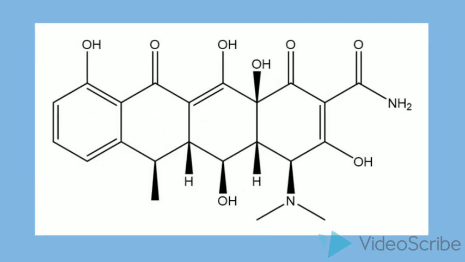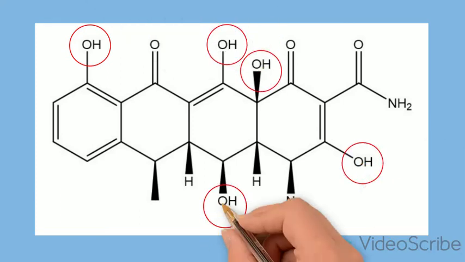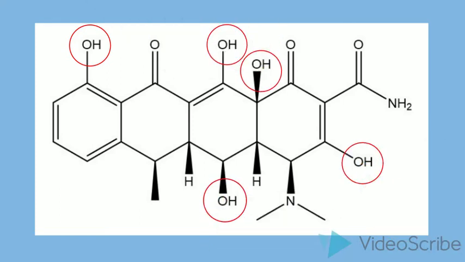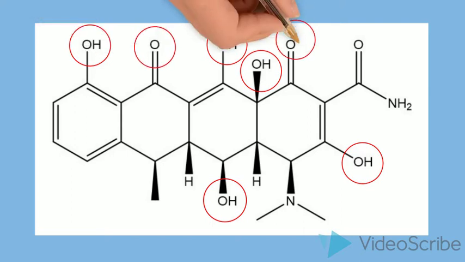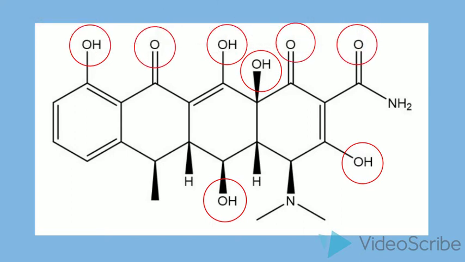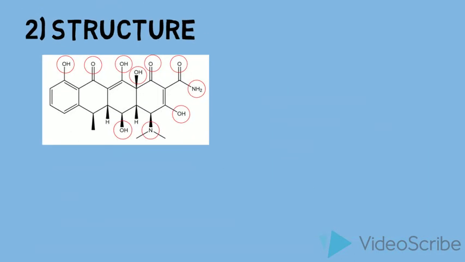Doxycycline has a basic backbone of 4 six-membered rings. It has 10 heteroatoms: 8 oxygens, 5 of which are hydroxyl groups and 3 are carbonyls. The remaining 2 are nitrogens, an amine and an amide. This means it has 6 hydrogen bond donors and 9 hydrogen bond acceptors.